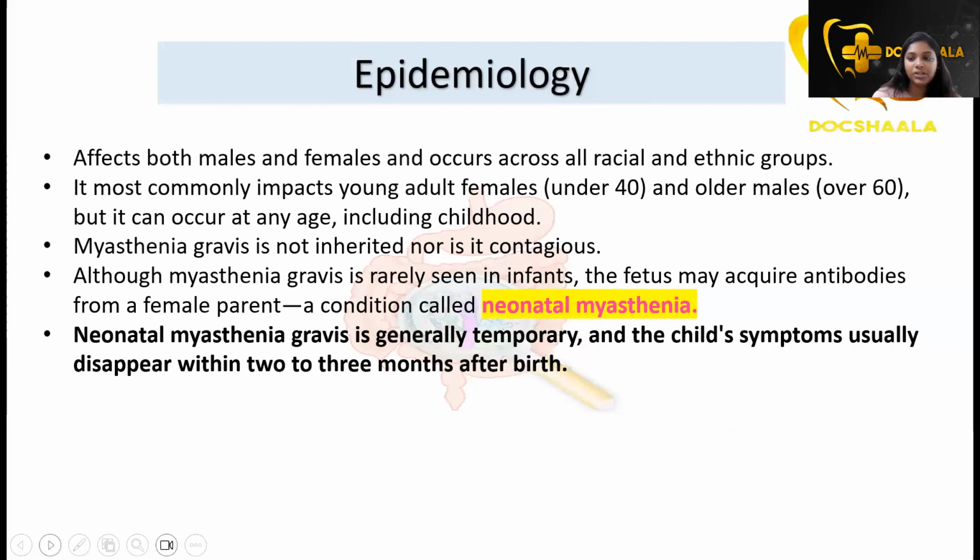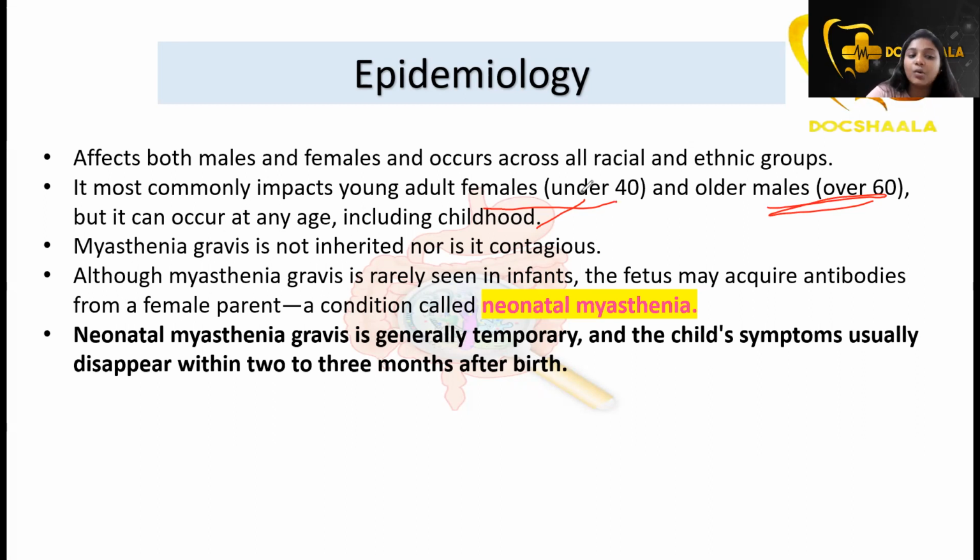Then the epidemiology is, it affects both females and males of all racial and ethnic groups. Most common in young adult females under 40 and older males who are over 60. Okay, this is most common, but it involves any age group. Childhood also it involves. So it is not inherited. It is not contagious.